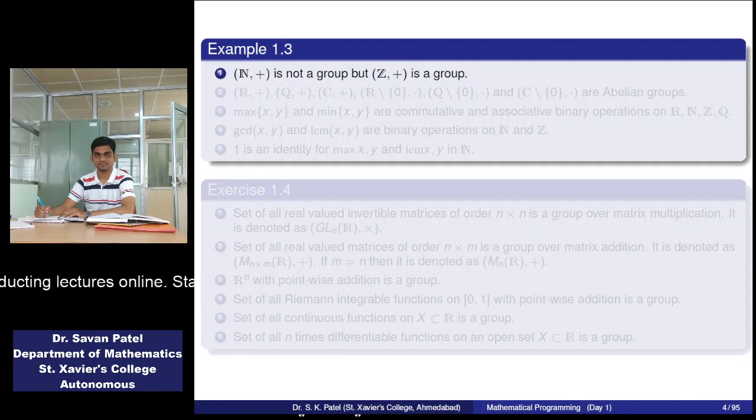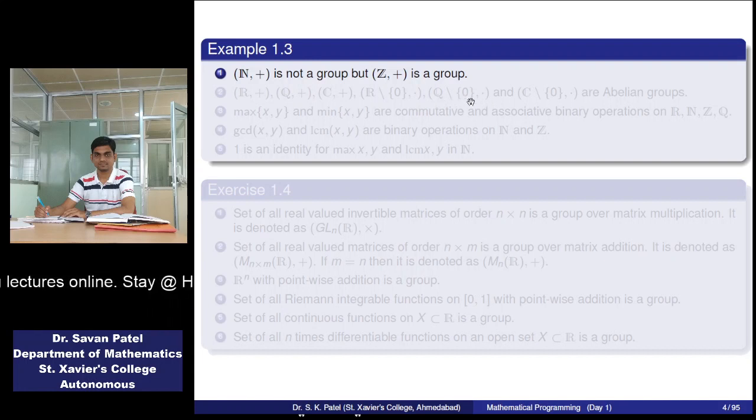Let's see a few examples. N stands for the set of all natural numbers, and plus is our usual addition. Then (N, +) is not a group, due to several reasons. First, there does not exist an identity element in N for the operation addition, because x + y is always greater than x as well as y in N.